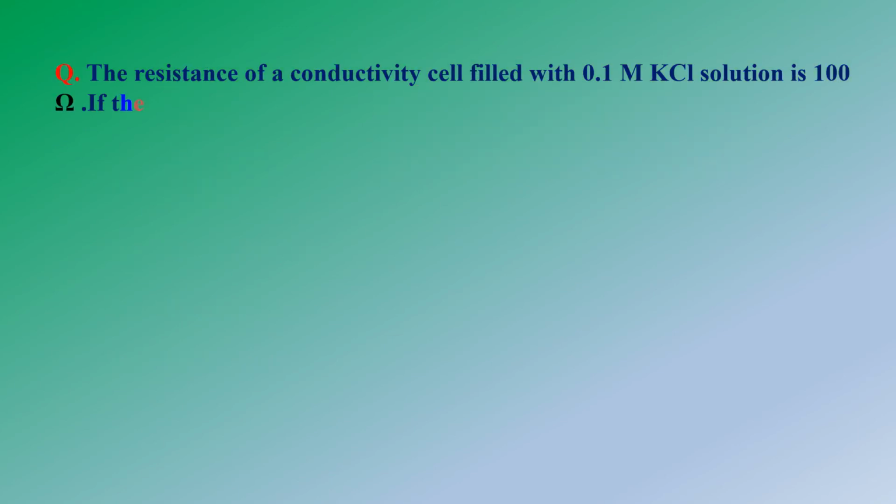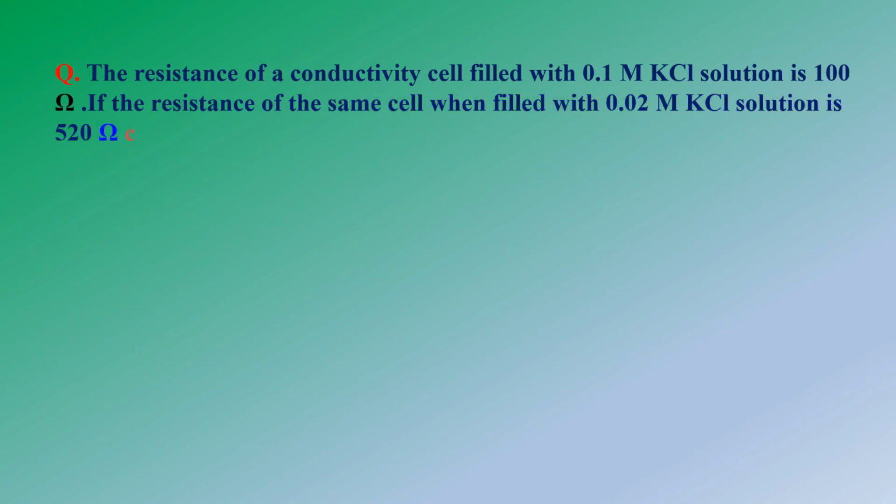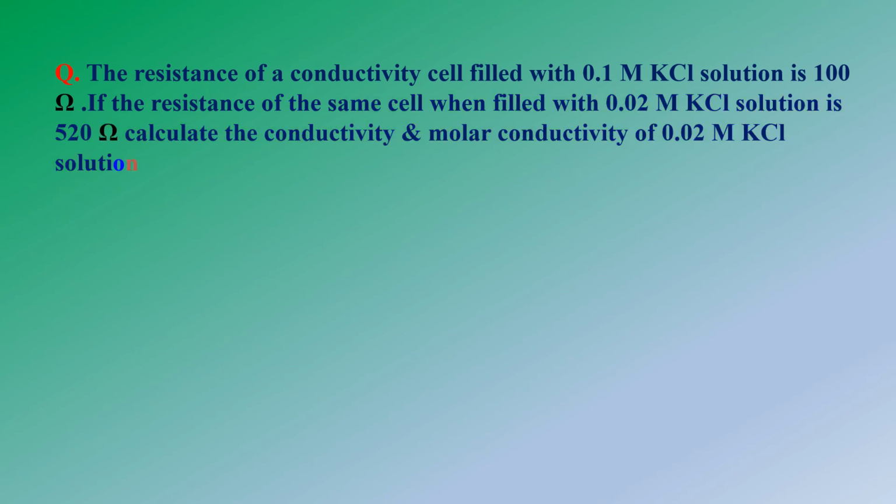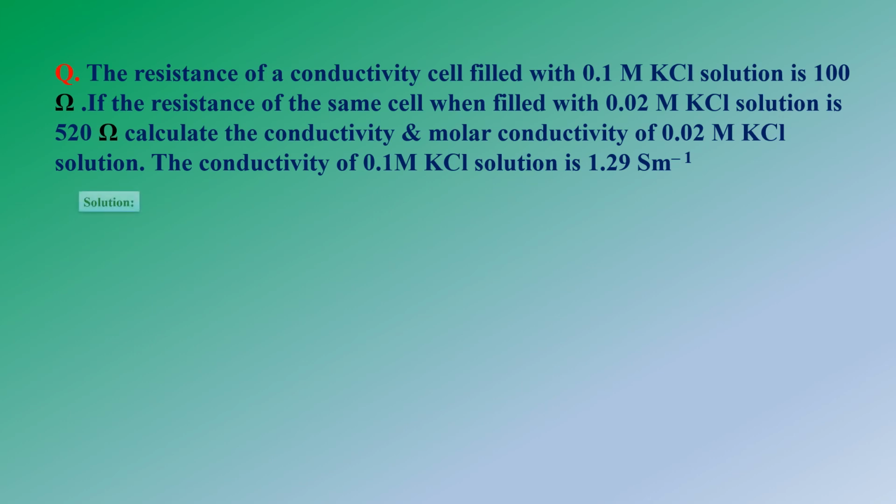Next question. The resistance of conductivity cell filled with 0.1 molar KCl solution is 100 ohm. If the resistance of same cell when filled with 0.02 molar KCl solution is 520 ohm, calculate the conductivity and molar conductivity of 0.02 molar KCl solution. The conductivity of 0.1 molar KCl solution is 1.29 Siemens per meter. Let me consider the solution.